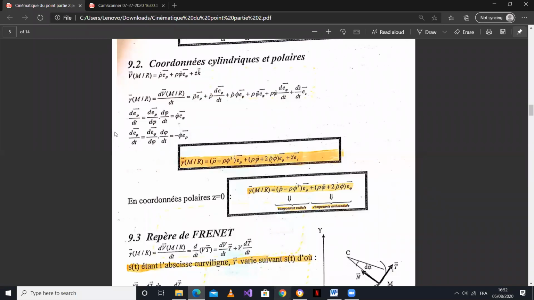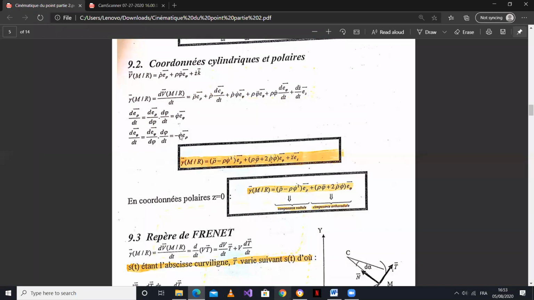It's like you are making E phi rotate 90 degrees in the anti-clockwise direction. So it's going to become minus rho. If you revise your work, you are going to find this rule. When you derive E phi par rapport à phi, it's going to give you minus E rho. And then when you derive phi par rapport au temps, it's going to give you phi point. That's why we have minus phi point E phi.